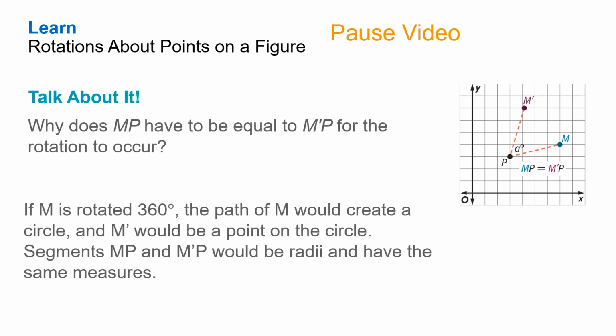If M is rotated 360 degrees, the path of M would create a circle, and M prime would be a point on the circle. Segments MP and M prime P would be radii and have to have the same measure.